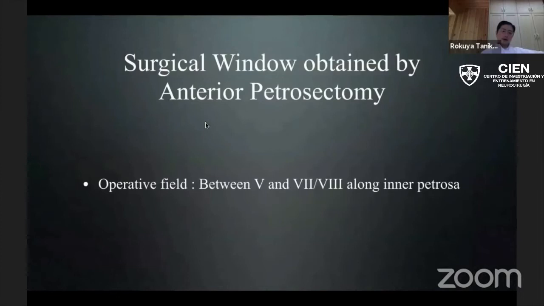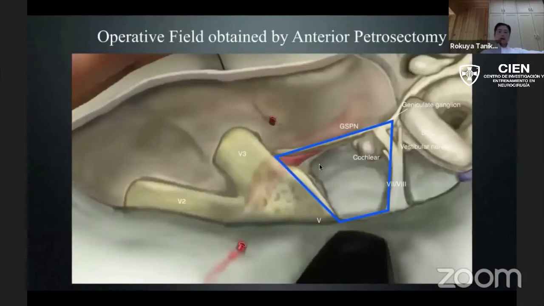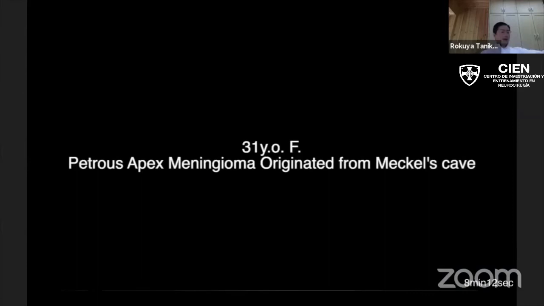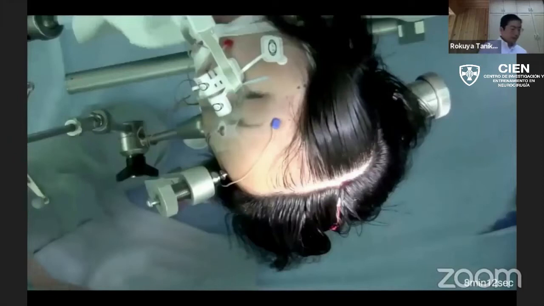So in anterior petrosectomy, as I told you, we can secure the operative field between the trigeminal and the 7 and 8 complex around the inner petrosa. After temporal rhomboidectomy, this bluish line space is the main corridor in anterior petrosectomy. I'll show you an actual case of a 31-year-old female, dumbbell-shaped Meckel's cave meningioma.